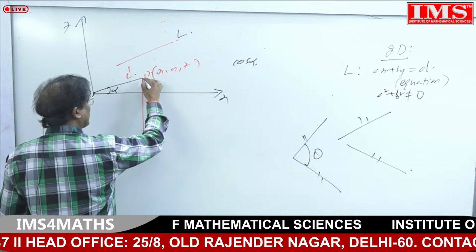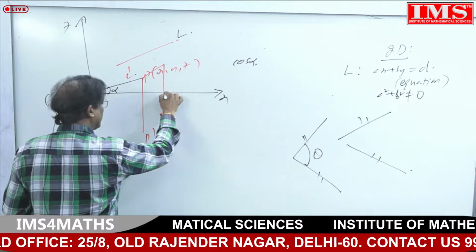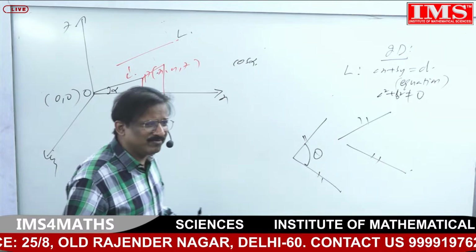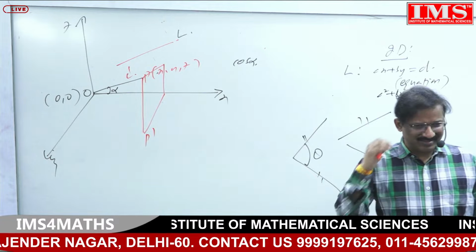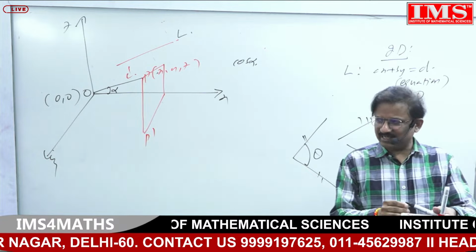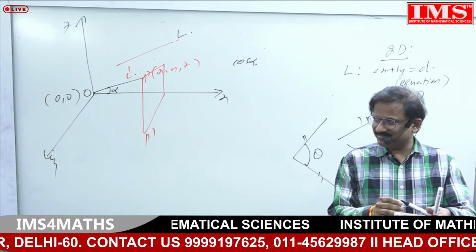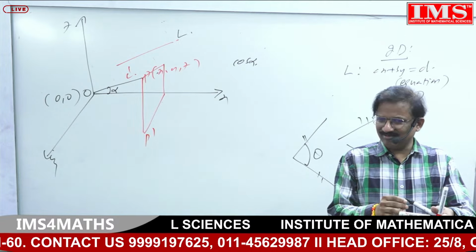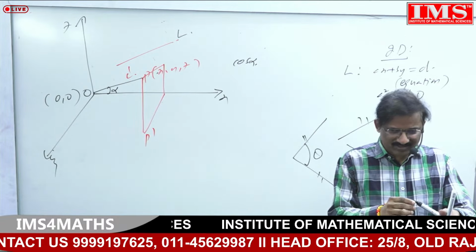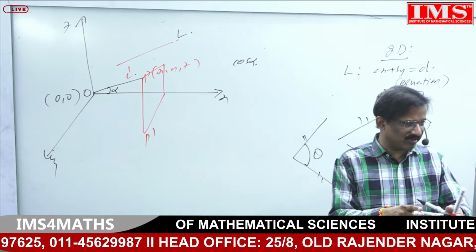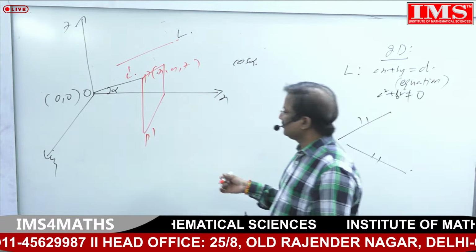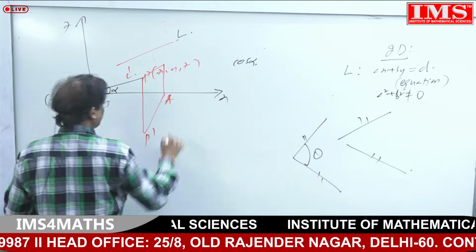Containing the PP dash, do you find a plane which intersects the x-axis? Yeah, it's very obvious. Containing the PP dash, you will find a plane which intersects the x-axis. Is it possible or not? But now it may intersect at point A.